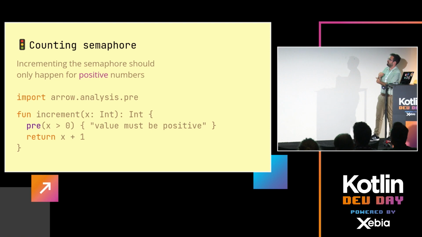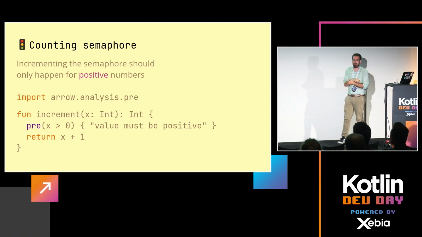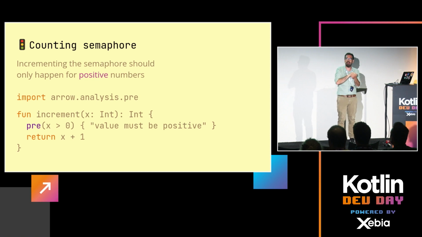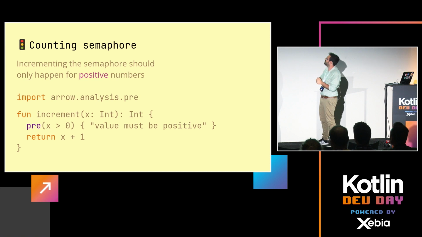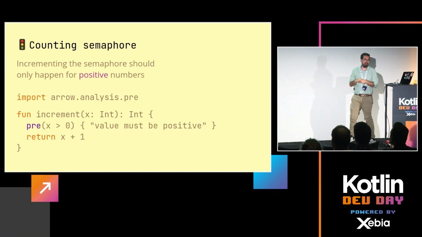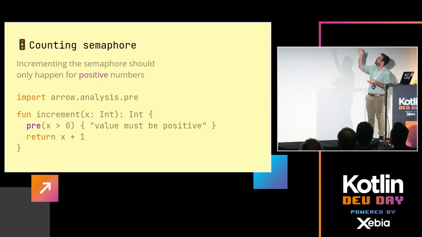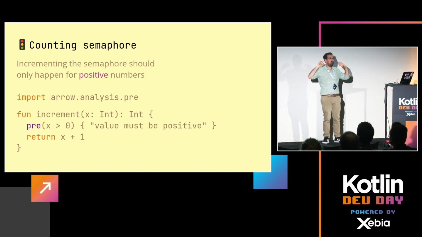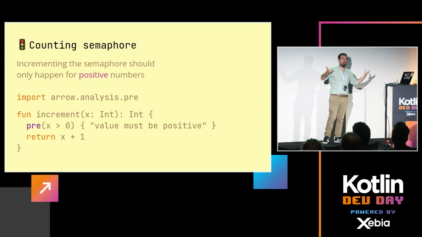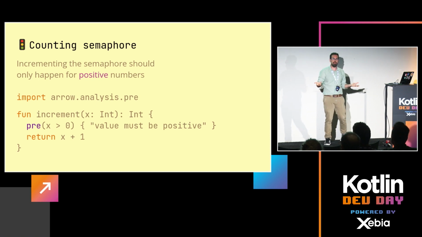So let me introduce an example here. In order to make my code short, my example is more stupid than it needs to be. You will write bigger things, of course, with arrow analysis, but in this case we are trying to build a kind of semaphore, a kind of counter, and what we want is to always have a positive number when we increment.